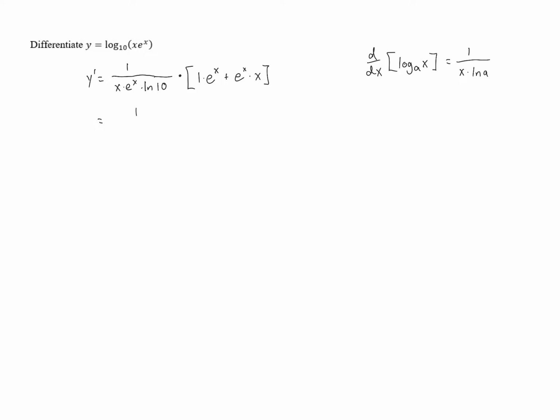And so we still have our 1 over x e to the x ln of 10, and then times e to the x times the leftovers are 1 plus x. And you might see we've got something that cancels. We've got an e to the x on the outside and in the denominator. Those are going to cancel, and we can move that 1 plus x up into the numerator. And so we've got 1 plus x over x times ln of 10.